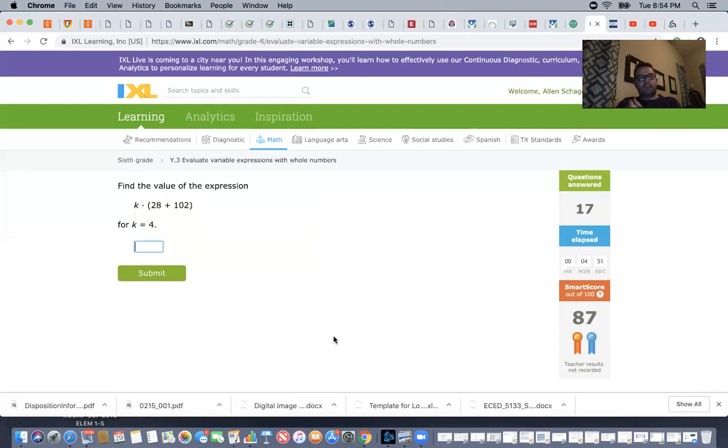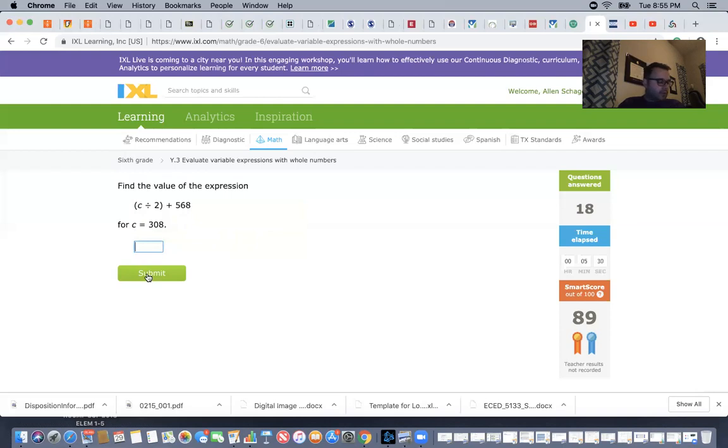And then 28 plus 102 is going to be 130. 13 times 4 is 52, so 520. And then my 308 divided by 2. So 308 cut in half. Half of 308 would be, well, I know that half of 300 is 150. So 154.